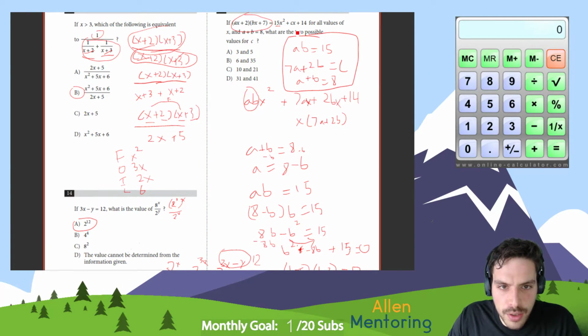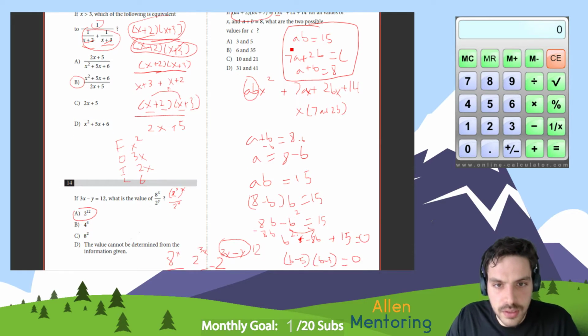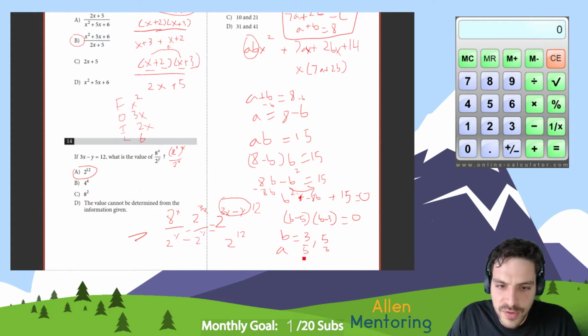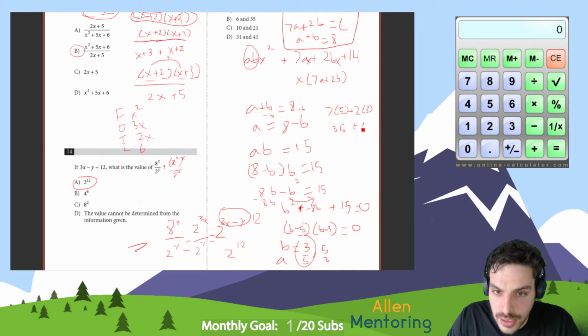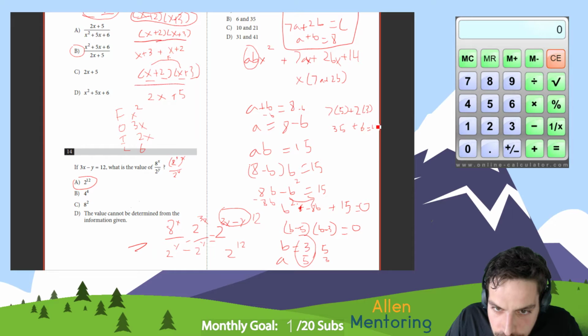They're asking, what are the two possible values for c? Let's do them one at a time. What if b is 3 and a is 5? If b is 3 and a is 5, we can rewrite this equation as 7 times 5 plus 2 times 3, and that's going to be equal to c. So that's 35 plus 6, which is equal to 41.